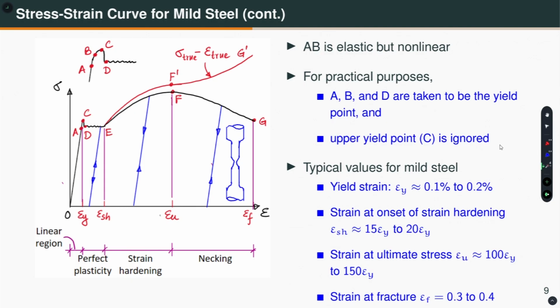So, just to give you a sense of numbers, typical values for mild steel: the yield strain is like 0.1 to 0.2%. The strain at onset of strain hardening is somewhere between 15 to 20 epsilon y, where epsilon y is the yield strain, and the strain at the ultimate stress is somewhere between 100 to 150 epsilon y, and at fracture this is between 0.3 to 0.4.